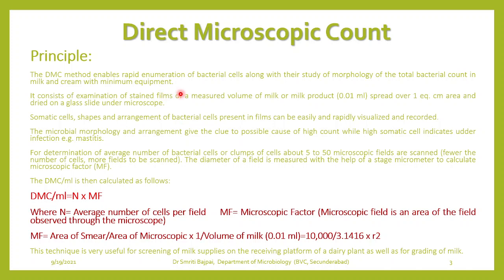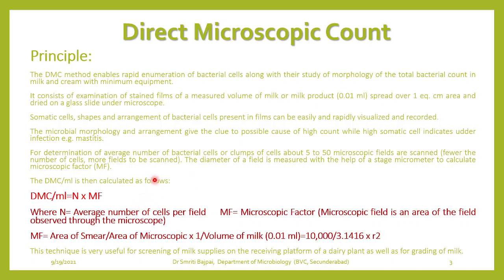Firstly, we will see the direct microscopic count, also known as the DMC method. This method enables the rapid enumeration of bacterial cells. In this method, we can see the cell shape and the arrangement also. We can see the number present in the given milk sample. So by this, we can calculate how many microorganisms are present in the milk, and on the basis of that, we can grade the quality of the milk.